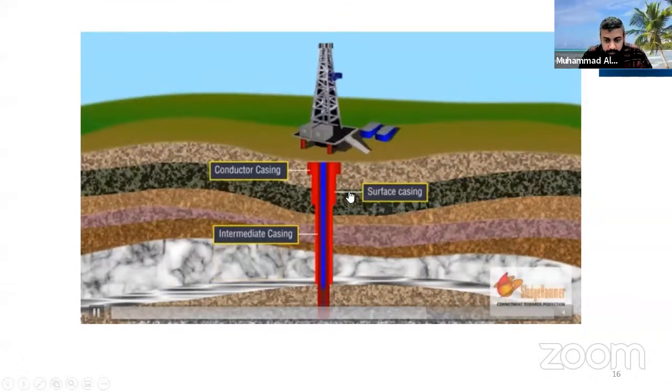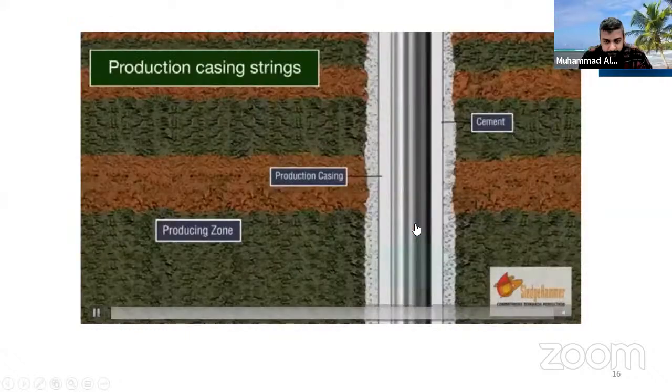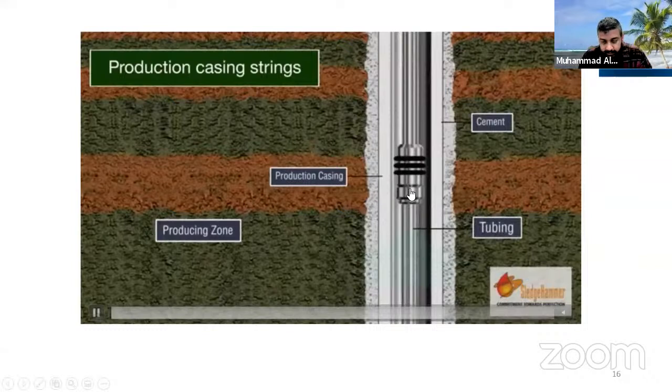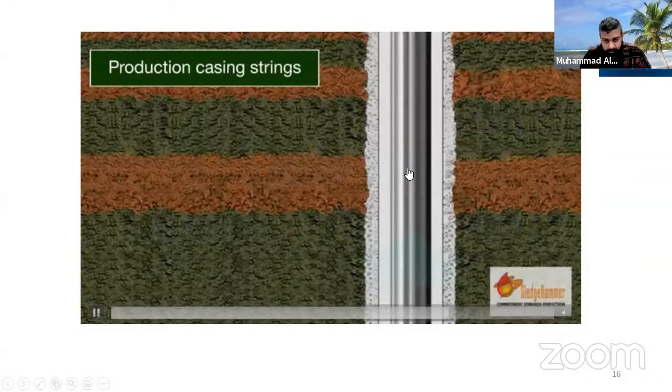So now they have put all the casings and so on. This is the production casing. And then they install the tubing inside. We'll talk about it and so on.